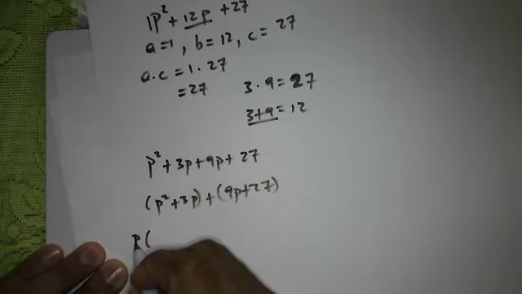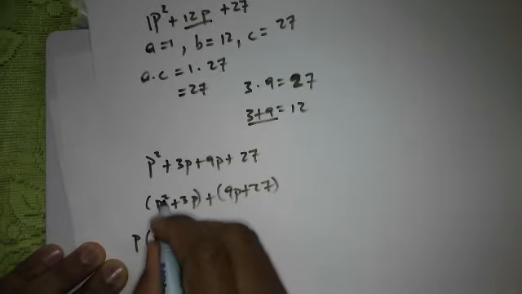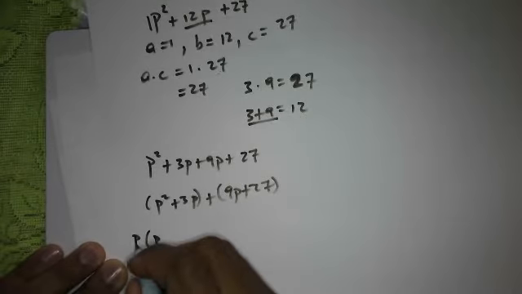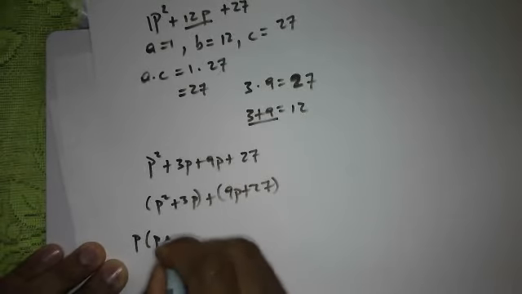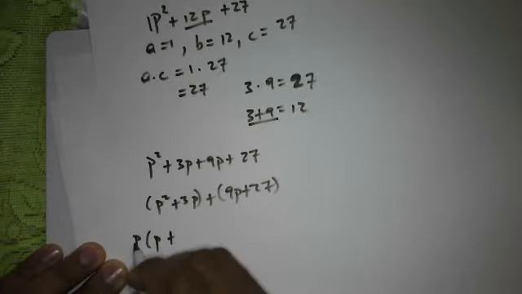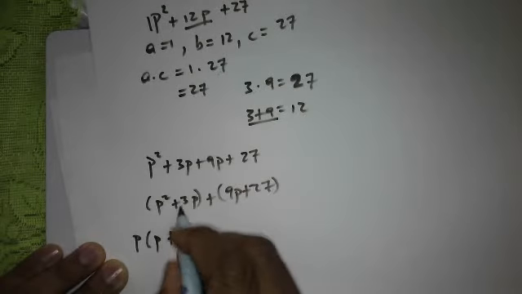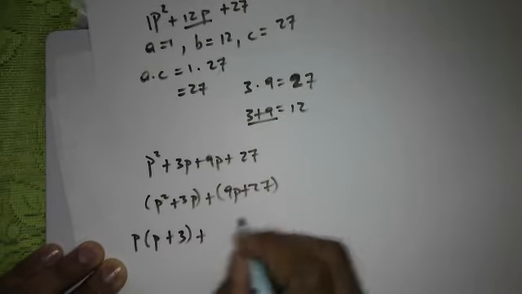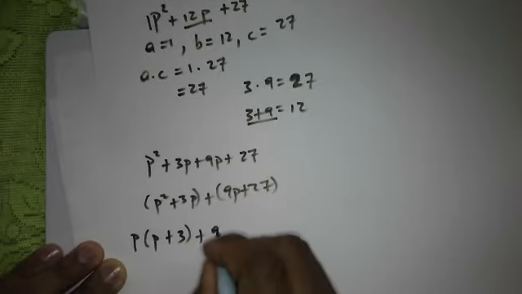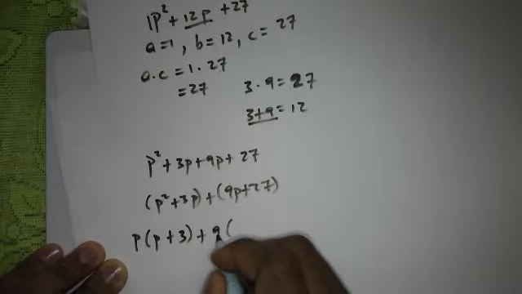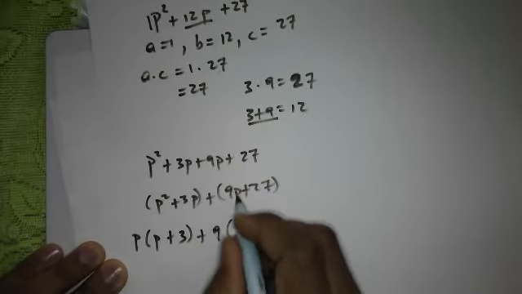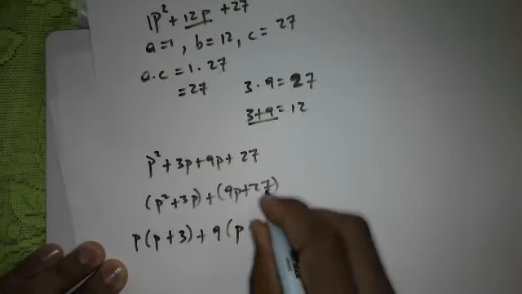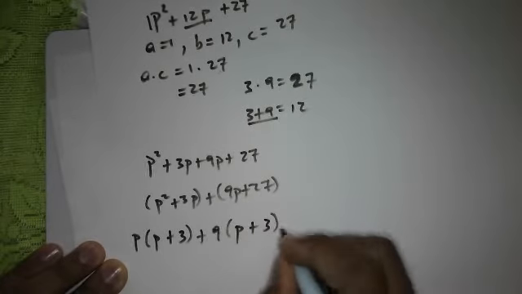p squared divided by p would go p. Okay, this would be p times p divided by p. This p would take out one of those p's, leaving just p. Plus 3p divided by p. The p's would take out each other, leaving just the 3. My greatest common factor here is 9. 9p divided by 9. The 9's will take out each other, leaving just the p. 27 divided by 9, that is 3.